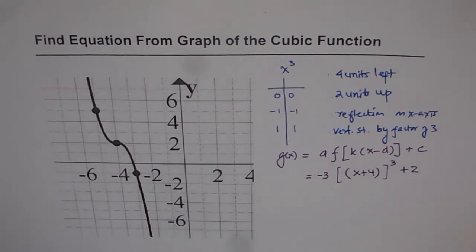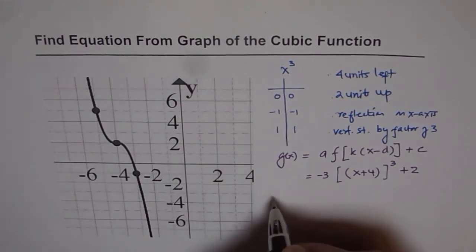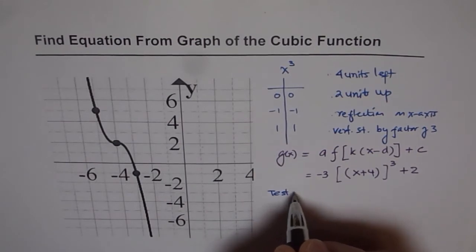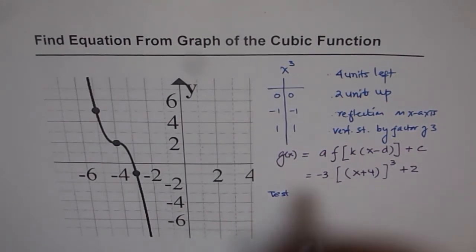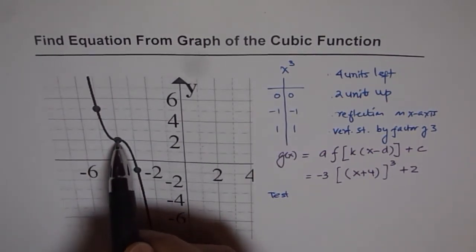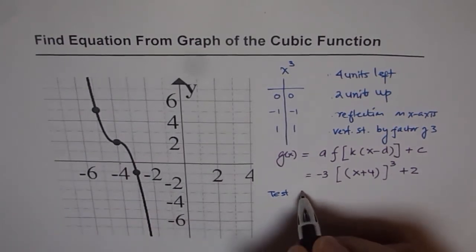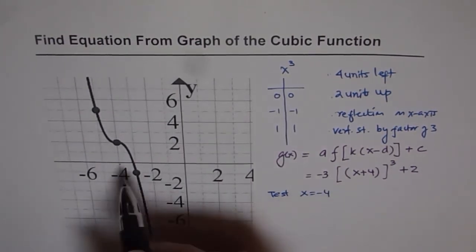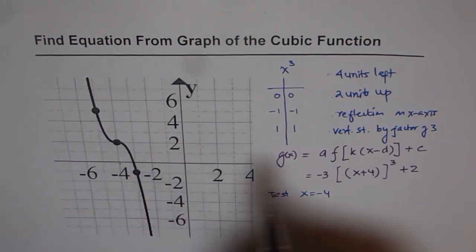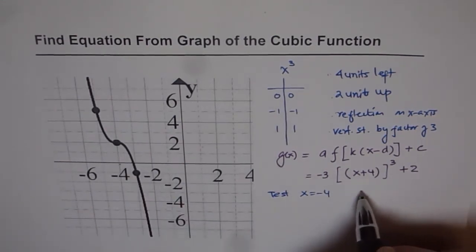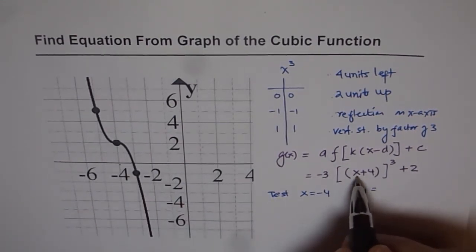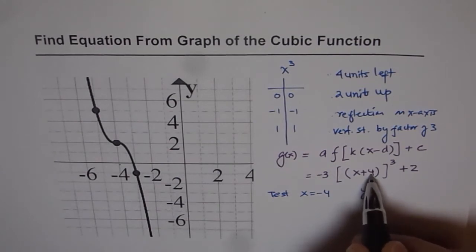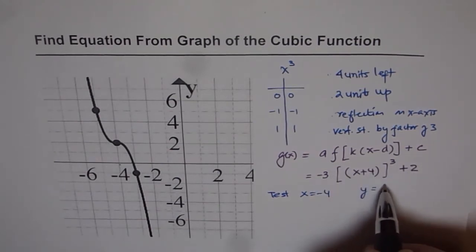Now it's a good idea to test our points. So we can test it in a way, let's place some value of x and test our point. For this, x is minus 4. So if x equals minus 4, what is the value of y from the given equation? So the y value is, if I write minus 4 here, then this becomes 0, the whole thing is 0, and I am left with 2.